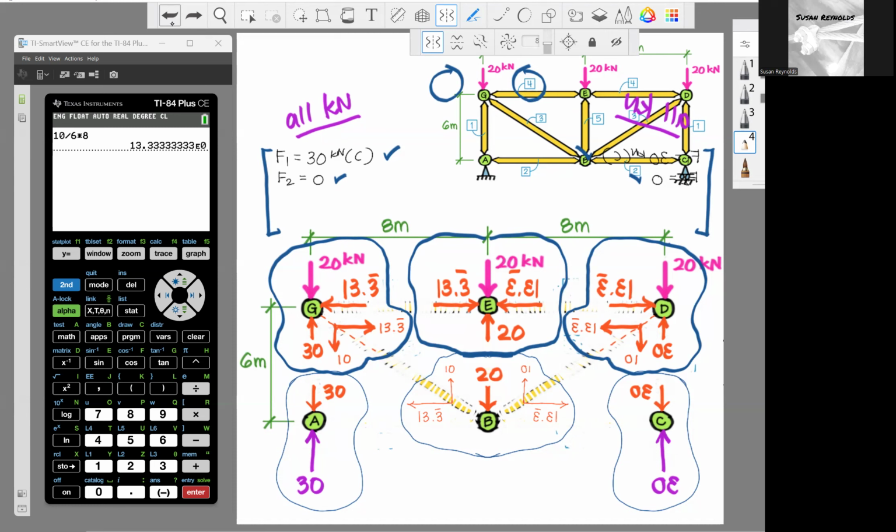And let's see, member five has 20 of compression. That's a push. And member three, the inclined member, I've got 10 and 13.3 bar. So what I would probably do is just do 10 squared plus 13.3 squared and take the square root of that and come up with 16.6. That is the tension force in number three.